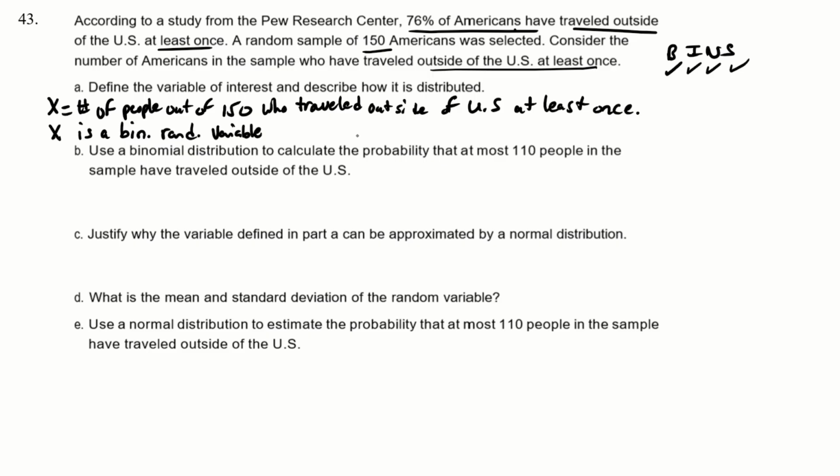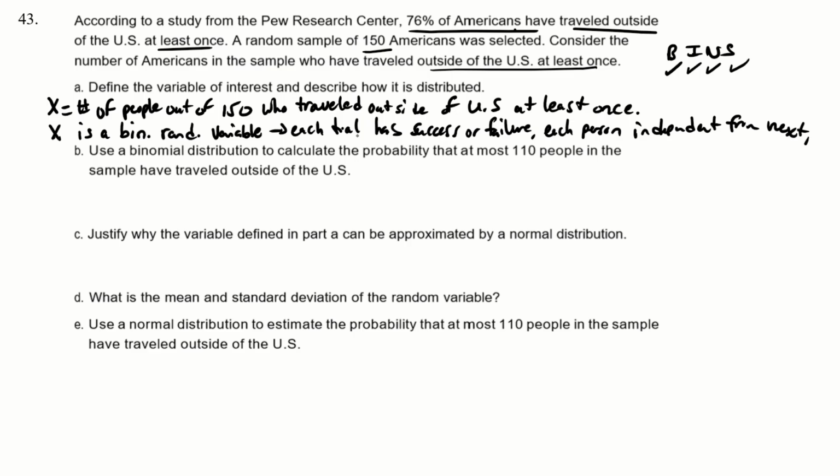Okay, all right, so each trial has success or failure. Each person independent from the next. Number of trials, n is 150, and then probability of success is 0.76. Okay, there you go. All right, part B.